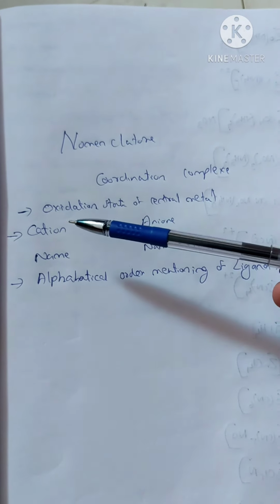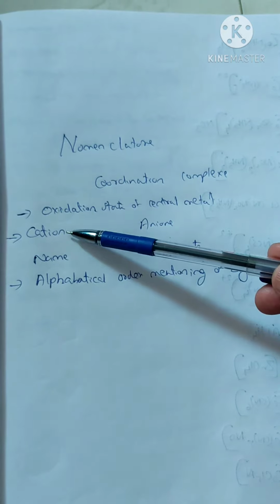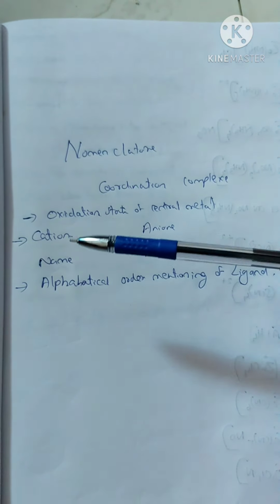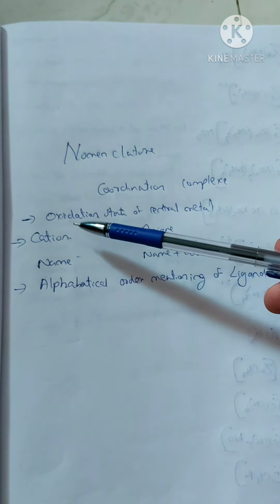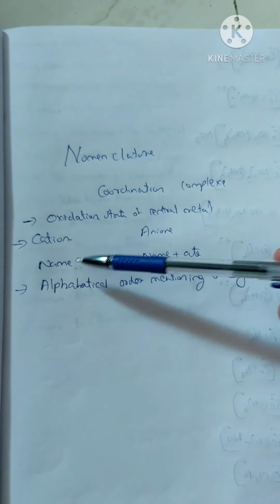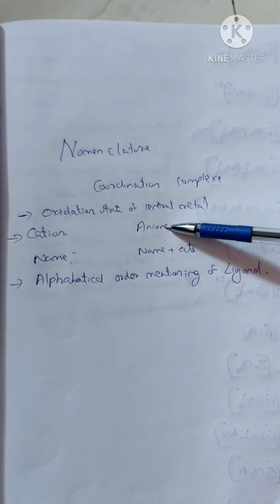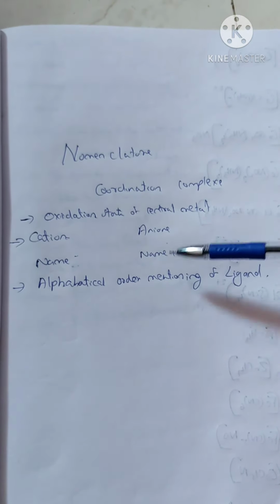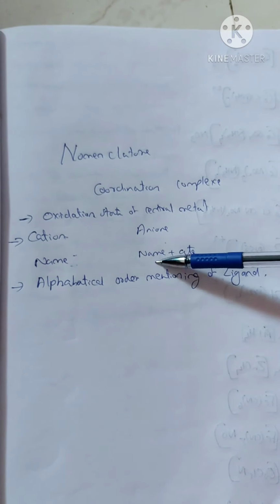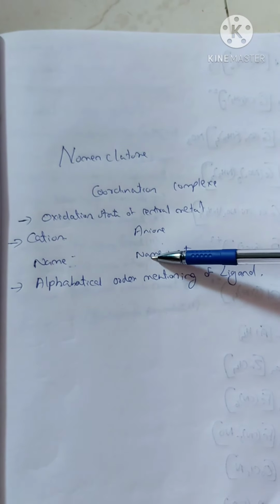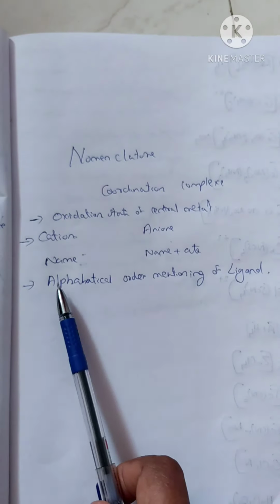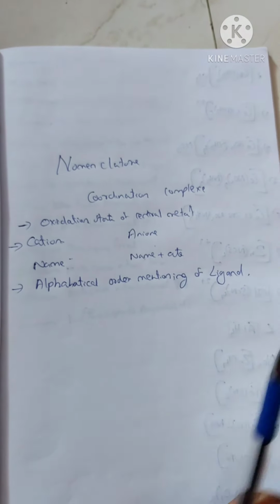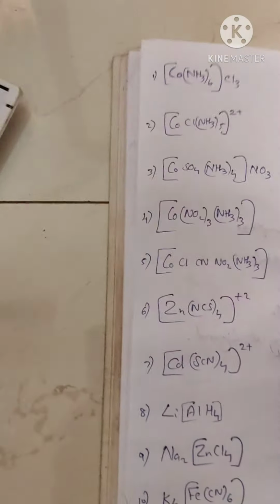Then, if the central metal atom attached to the ligand is a cation, we can simply denote the name of that central metal atom. If it is zinc, we can simply denote it as zinc. If that central metal atom exists as an anion, then we have to convert that name into the -ate format. Zinc becomes zincate, and ferrous iron becomes ferrate. In that way, we have to mention all the ligands in alphabetical order. Let's check some complexes, how we can name them.